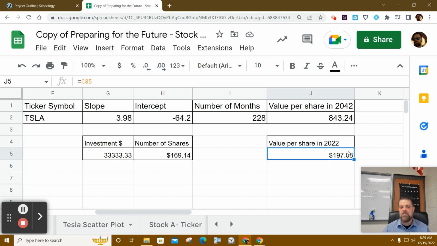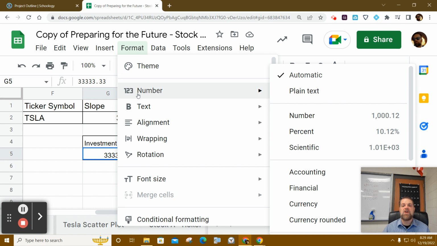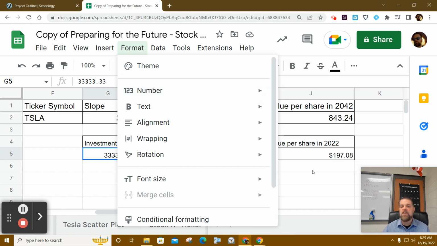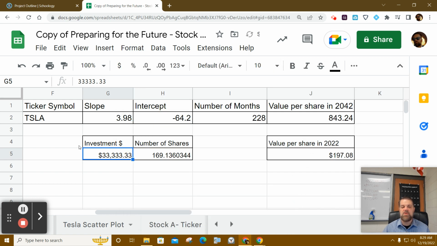Notice that this is a dollar amount. Let me show you that. For the investment, it should be a dollar amount. So you go to Format, click Format. The second option is Number. You could tell the computer what type of number you have. Currency is the dollar amount, right? So I'm going to select Currency, and it puts a little dollar sign there. Because this is a dollar and this is a dollar, now it automatically changes this to just a number.